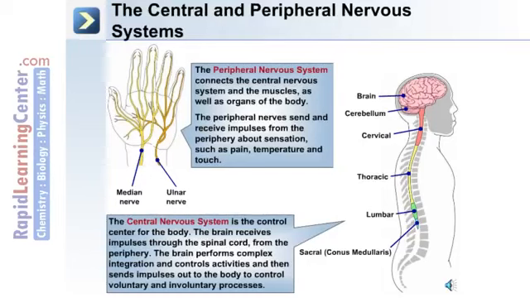The major divisions of the spinal cord include the cervical, thoracic, lumbar, and the sacral, where the conus medullaris is. The central nervous system is the control center for the body. The brain performs complex integration and controls the activities, sending signals via the peripheral nervous system to the periphery for both voluntary and involuntary processes to take place.